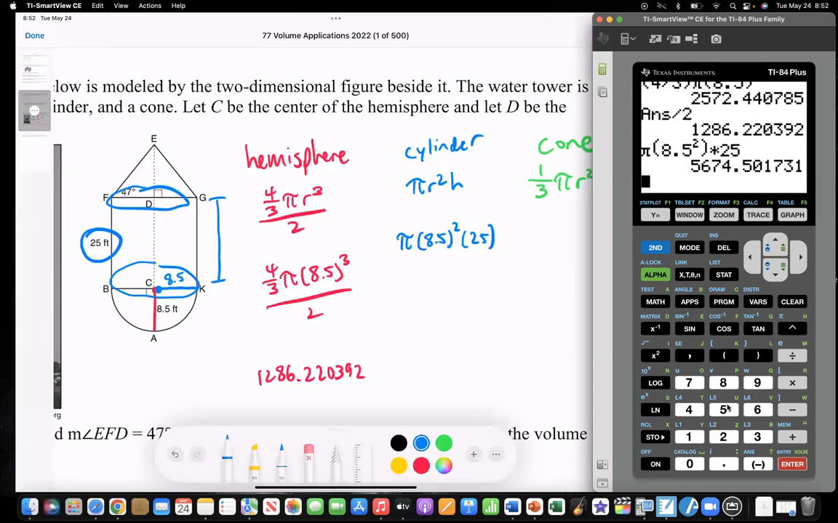Height there. Okay, so it looks like we get, and I'll keep the full decimal again, 5674.50171. Okay, so 2 down, 1 to go. So let me clean up my diagram. So we're going to have to focus on this cone here.